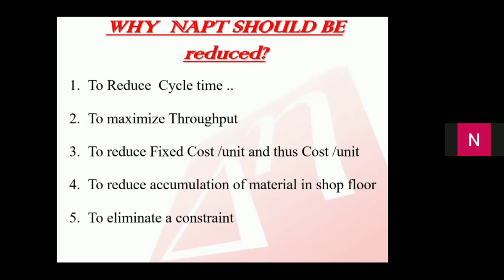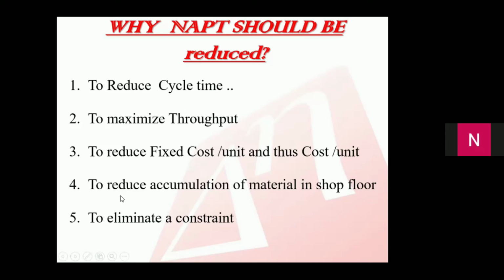You might recollect the case study of the painting line, where we found that there was a lot of idling time which we reduced to increase the throughput, to increase the number of invoiceable product. So second point is to maximize the throughput. When you maximize the throughput, you reduce the fixed cost per unit. And when you reduce fixed cost, automatically the cost per unit goes down.